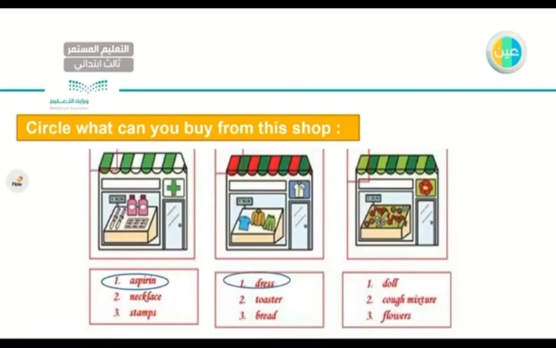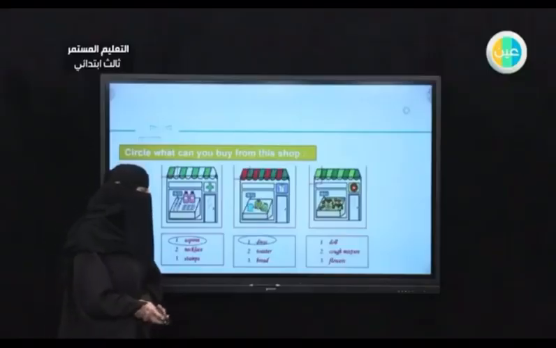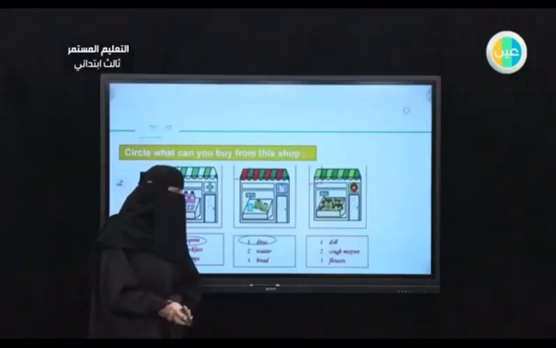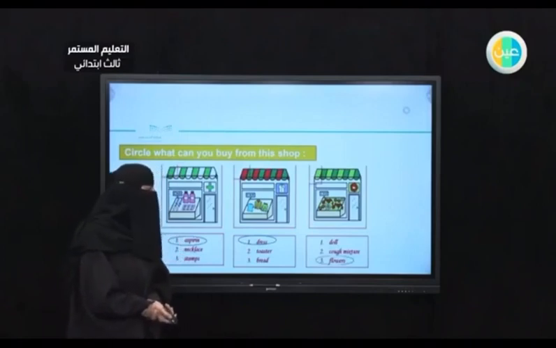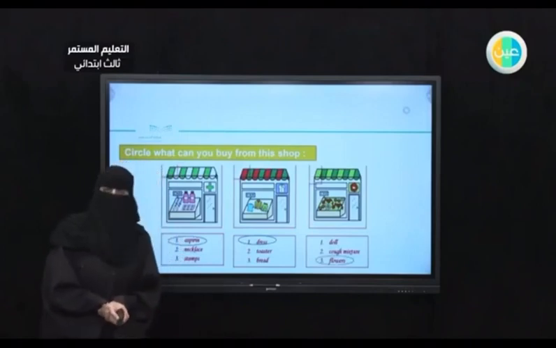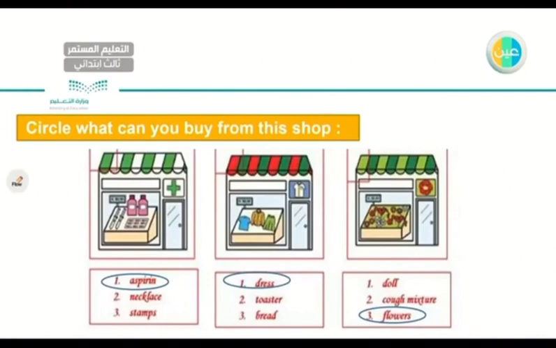Very good. And for the last shop, what can we get from that place? I can see colorful flowers. So can we buy doll, cough medicine, or flowers? We only can buy flowers from a flower shop. Very good, my dear student.